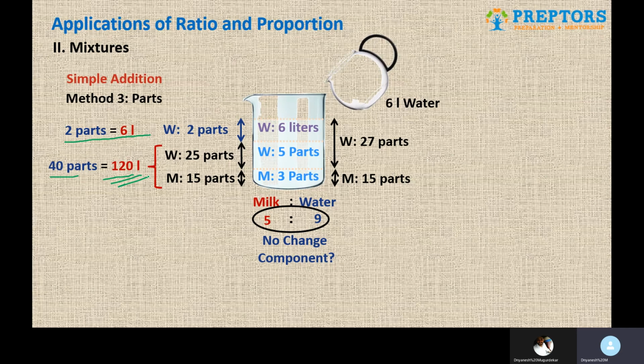The question was how much was the original. Originally 3:5, that is 15 and 25, that is 40 parts of mixture, milk and water combined. 40 parts is 120 liters. Same answer, 120 liters, but a very different and unique way of looking at it.